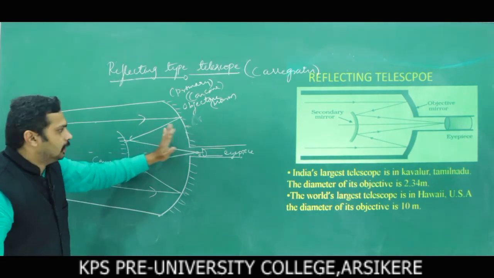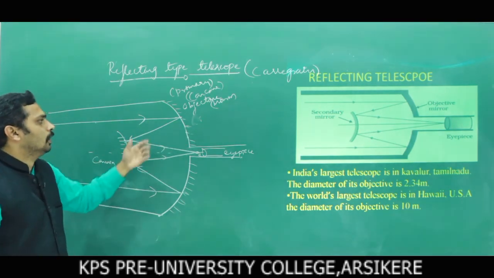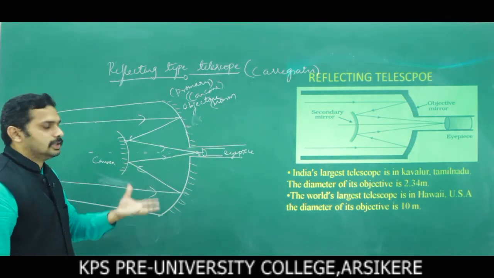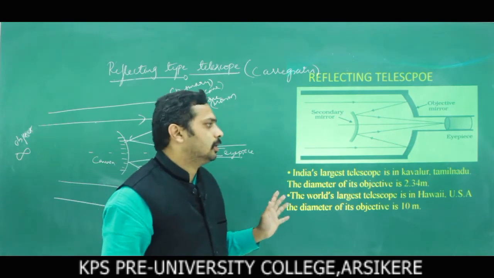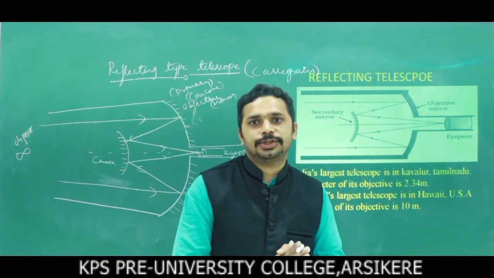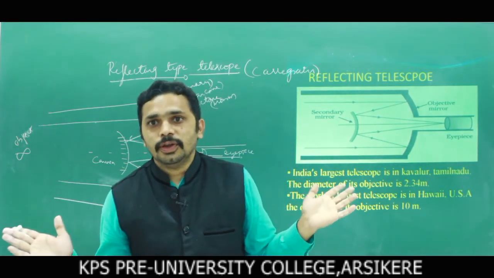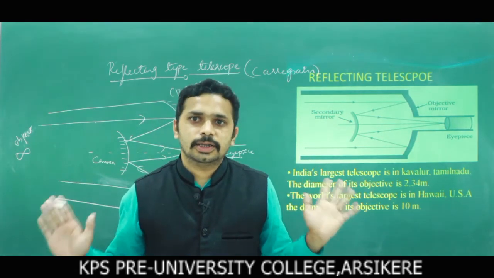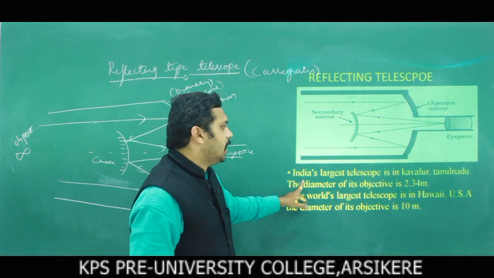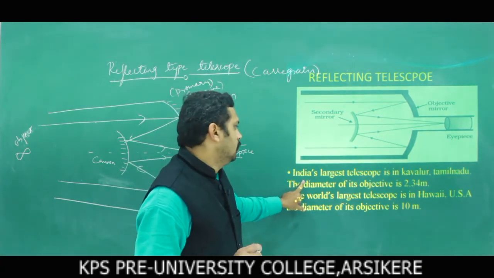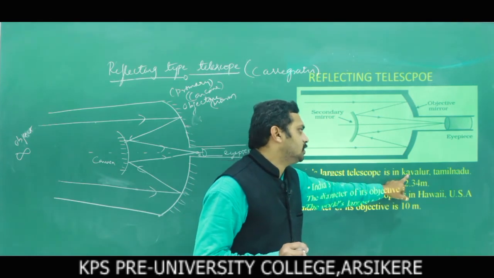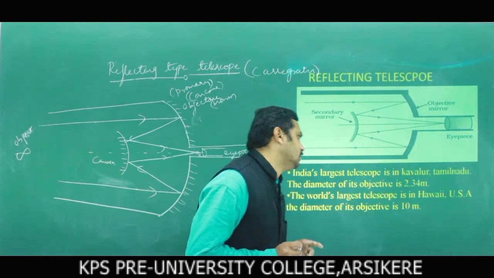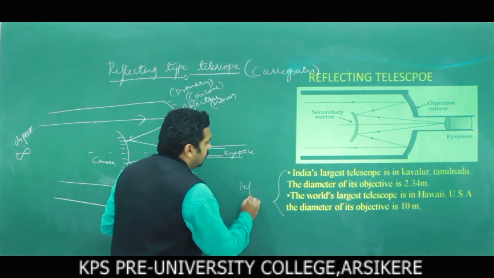No spherical aberration, no chromatic aberration, and no handling defects. This is because the concave mirror, or mirrors, weigh less. So this is the modern type of telescope, dear students. Okay, now we discussed the refracting telescope and also reflecting telescopes. May I clear this? Now we know India's very important information. India's largest telescope is in Kavalur, that is in Tamil Nadu. The diameter of its objective is, this is for a refracting telescope.